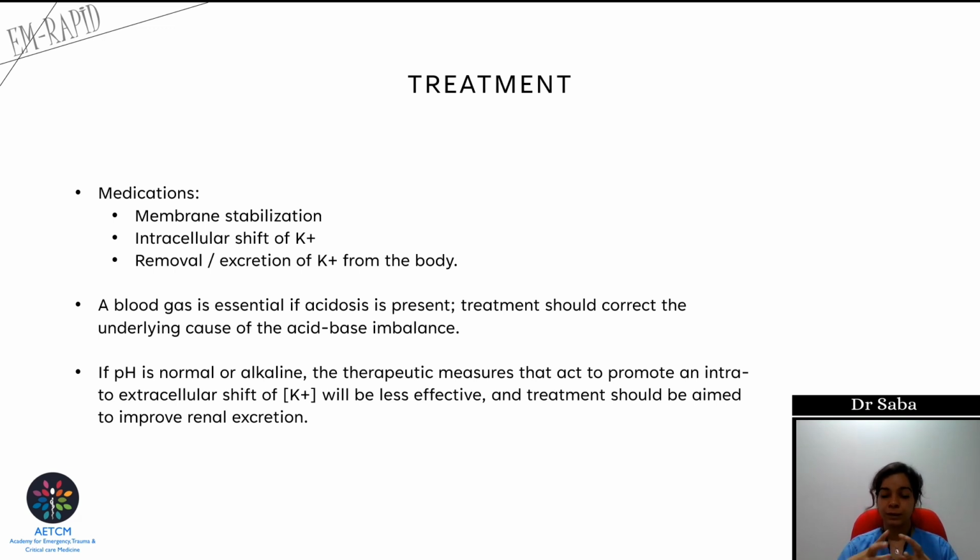So why do we take an ABG? It is to see if there is acidosis or not. If at all there is acidosis, then we treat the underlying cause of the acid-base imbalance and potassium levels become okay. But if at all the pH is normal or alkaline, then the shift mechanism will become ineffective, and we'll have to focus more on removing the potassium from the body through the renal system.